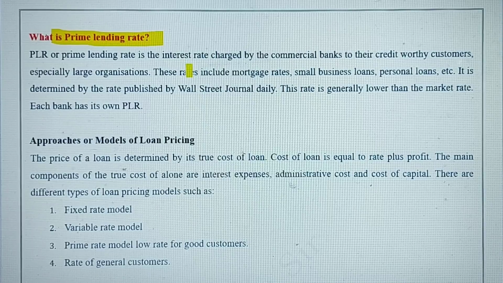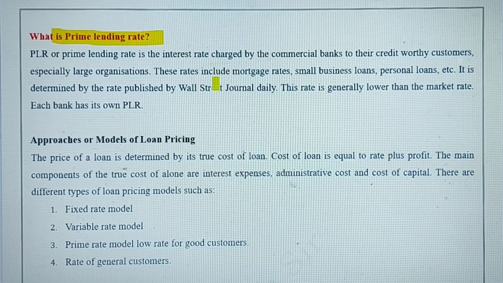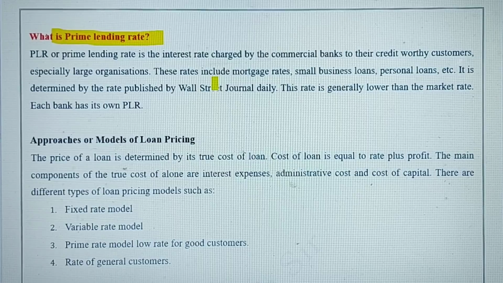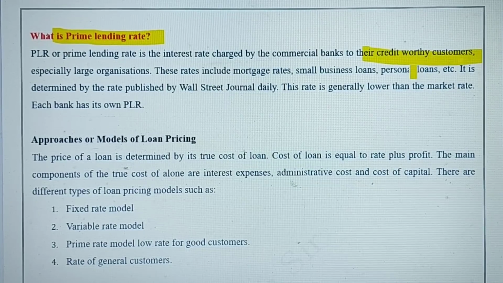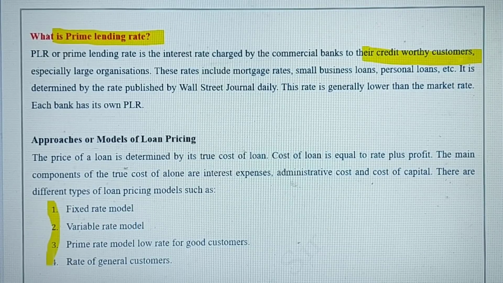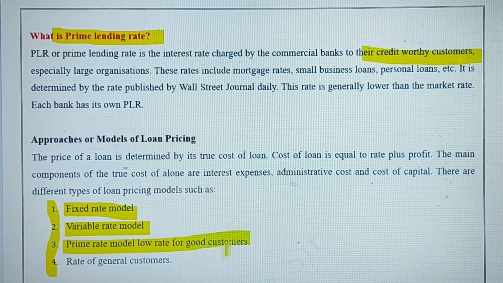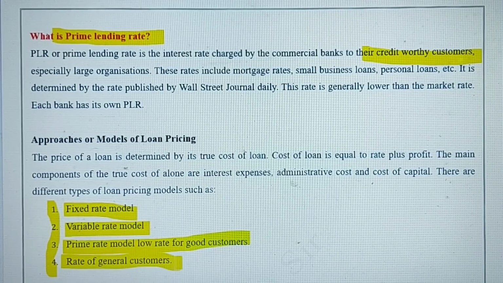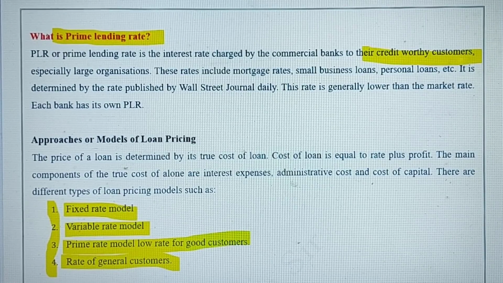This is also a very common question for the exams. Basically, you might have seen the commercial banks charging different interest rates to different customers. Now that depends on the creditworthiness of the customers. So that is called PLR. And we have these four models here, four different approaches, like fixed rate model, then variable rate model, then prime rate model, then rate of general customers. So these four rate models are used for different customers by the banks.